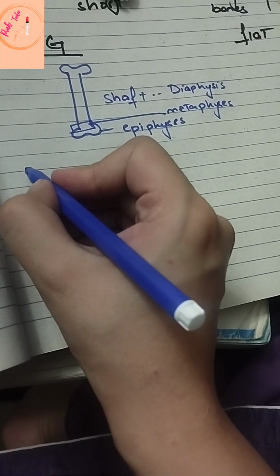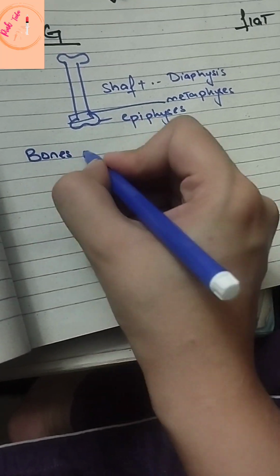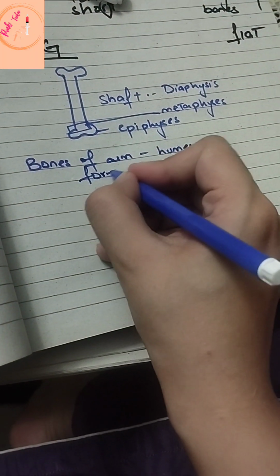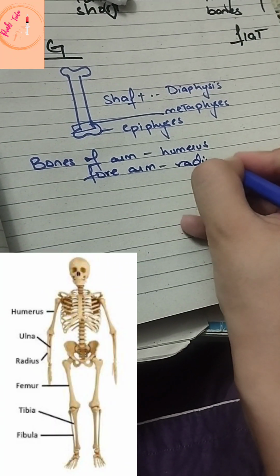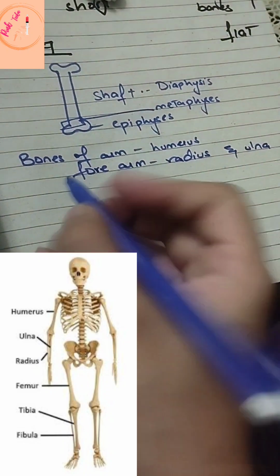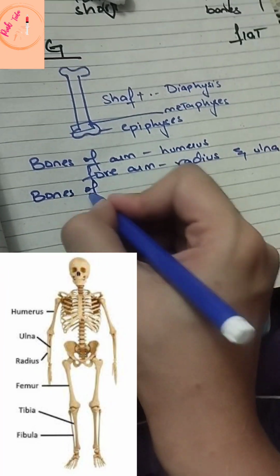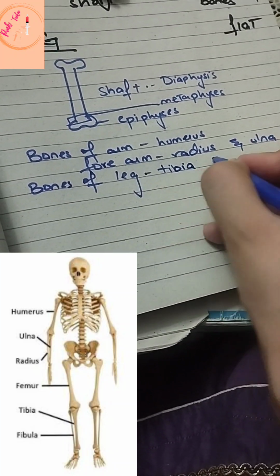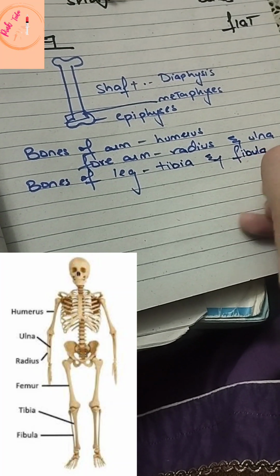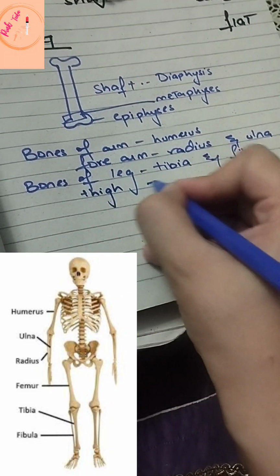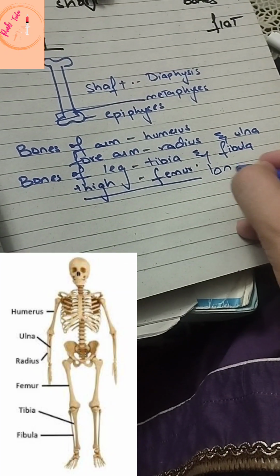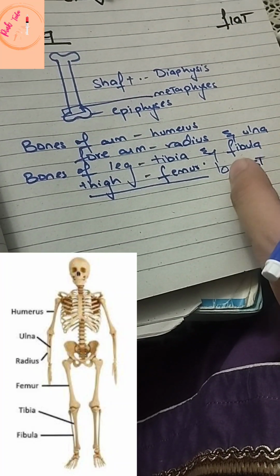Long bones are the typical bones that you see drawn everywhere, and the typical examples of these bones include bones of your arm, which is humerus, bones of forearm, which are radius and ulna, and bones of leg or lower limb. In leg we have tibia and fibula, and in thigh you have the longest bone in the body, which is femur. So you must remember that the longest bone in the body, even amongst long bones, is the femur.